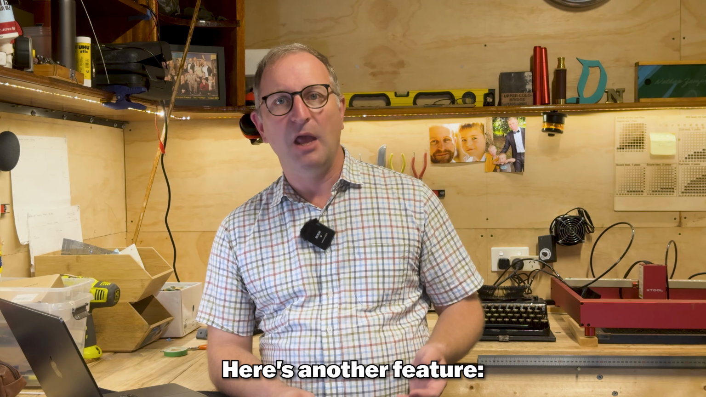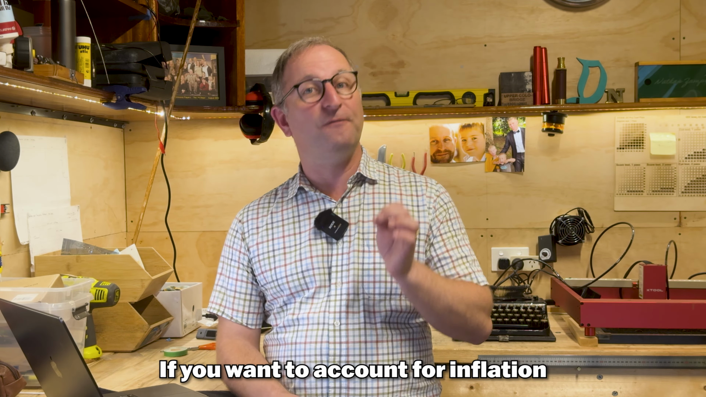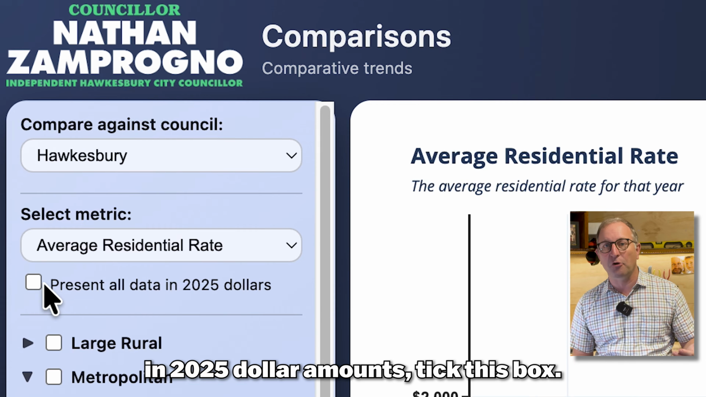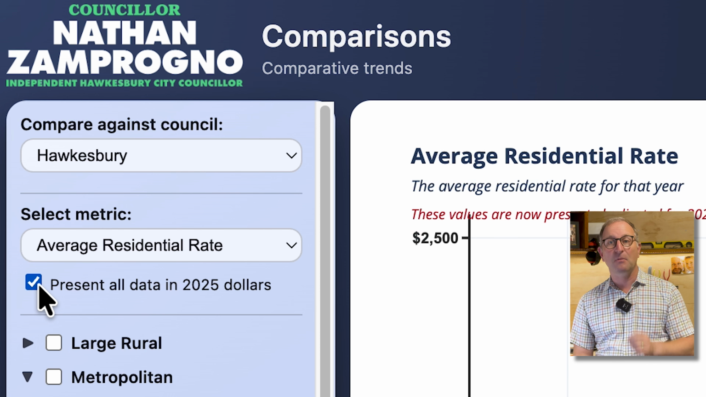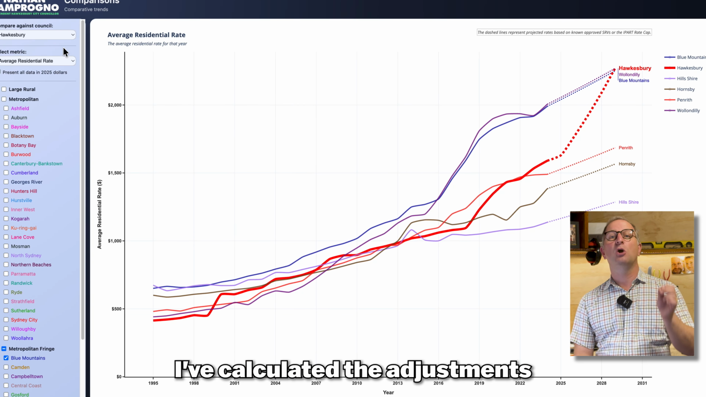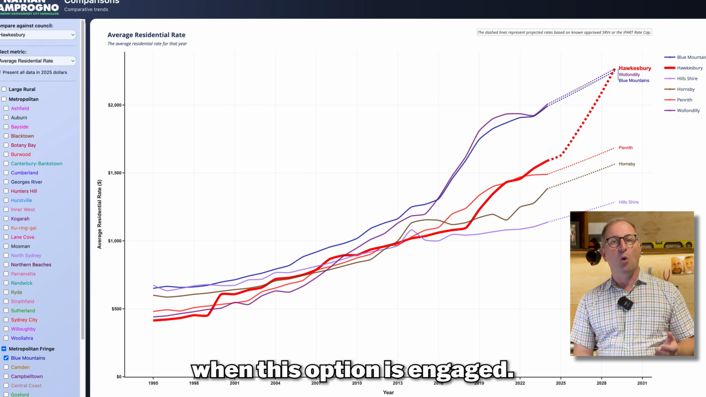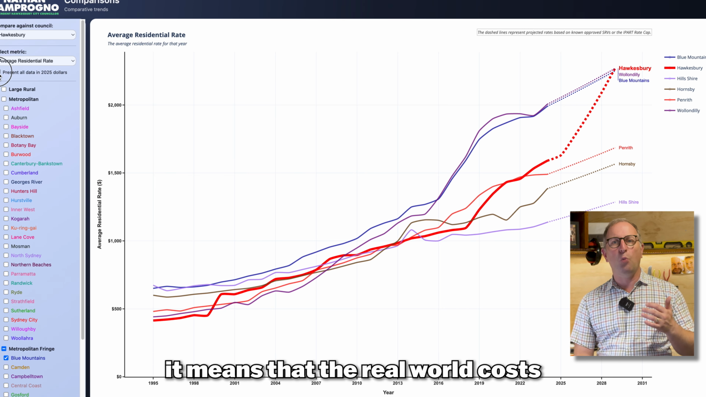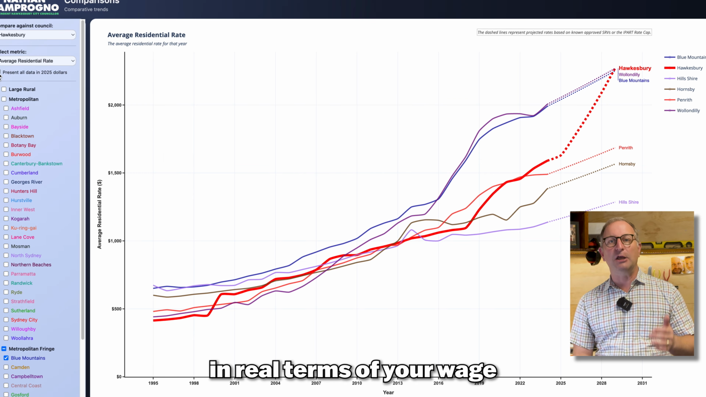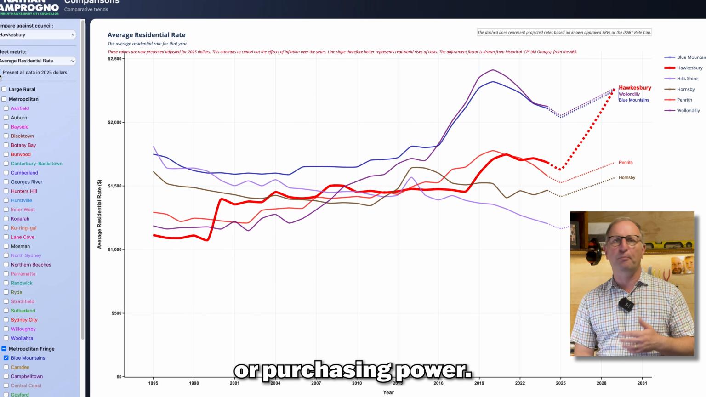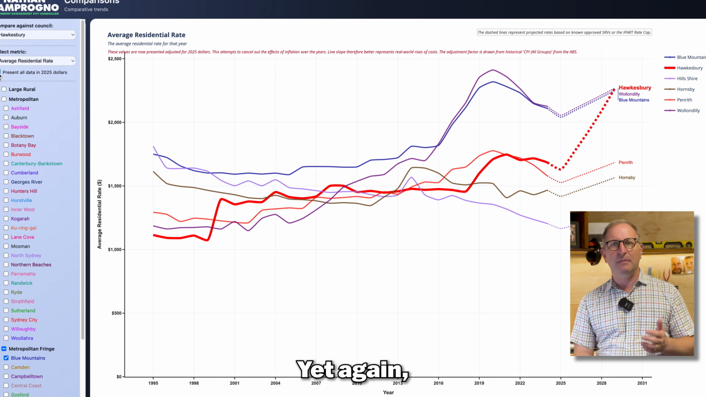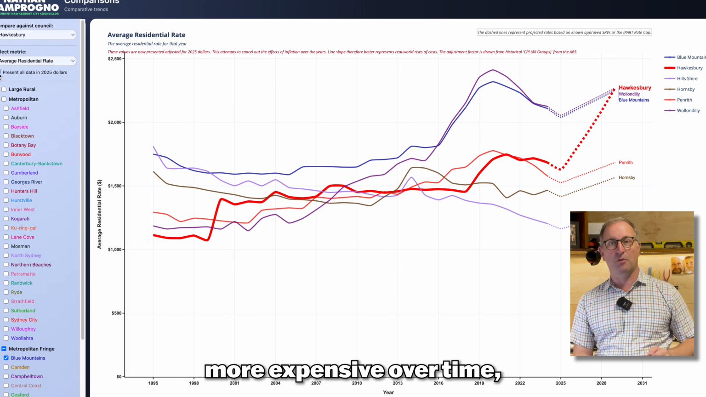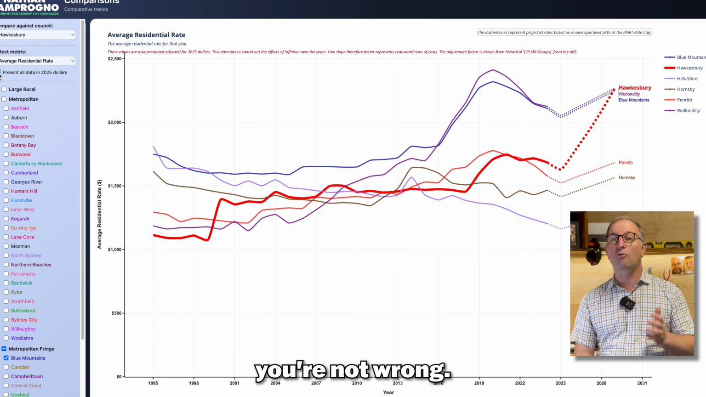Here's another feature. If you want to account for inflation and present all of that graph data in 2025 dollar amounts, tick this box. I've calculated the adjustments caused by inflation. When this option is engaged, if a line is flat, it means that the real-world costs have not risen in real terms of your wage or purchasing power. Yet again, if you think that council rates have become objectively more expensive over time, you're not wrong.